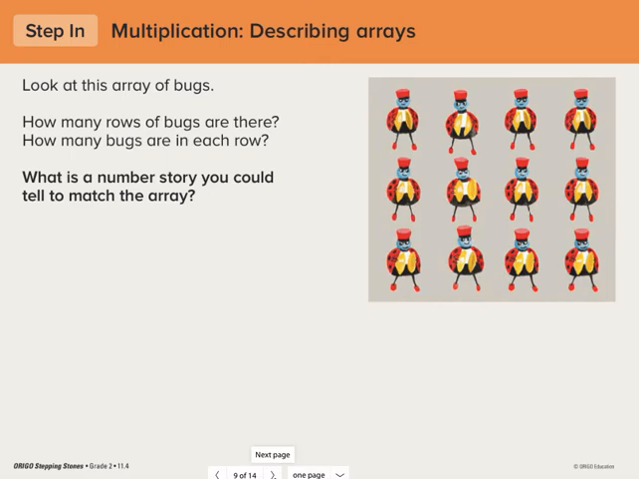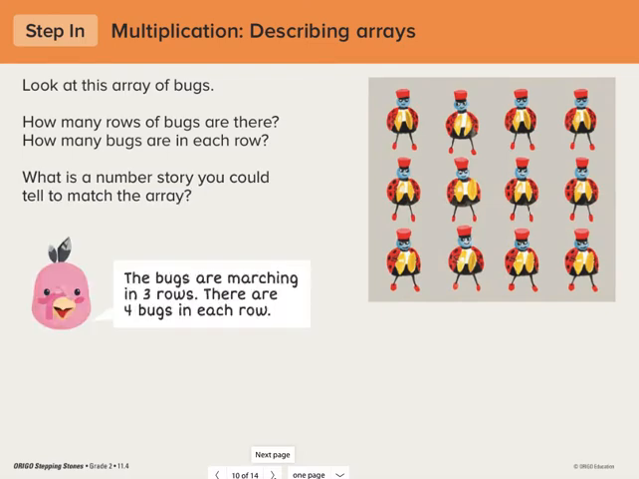So think about when we used to write word problems all the time. Can you come up with your own word problem to match this array? Here's an example that the book gave us. It says the bugs are marching in three rows. There are four bugs in each row. And so our question would probably be, how many bugs are there total?